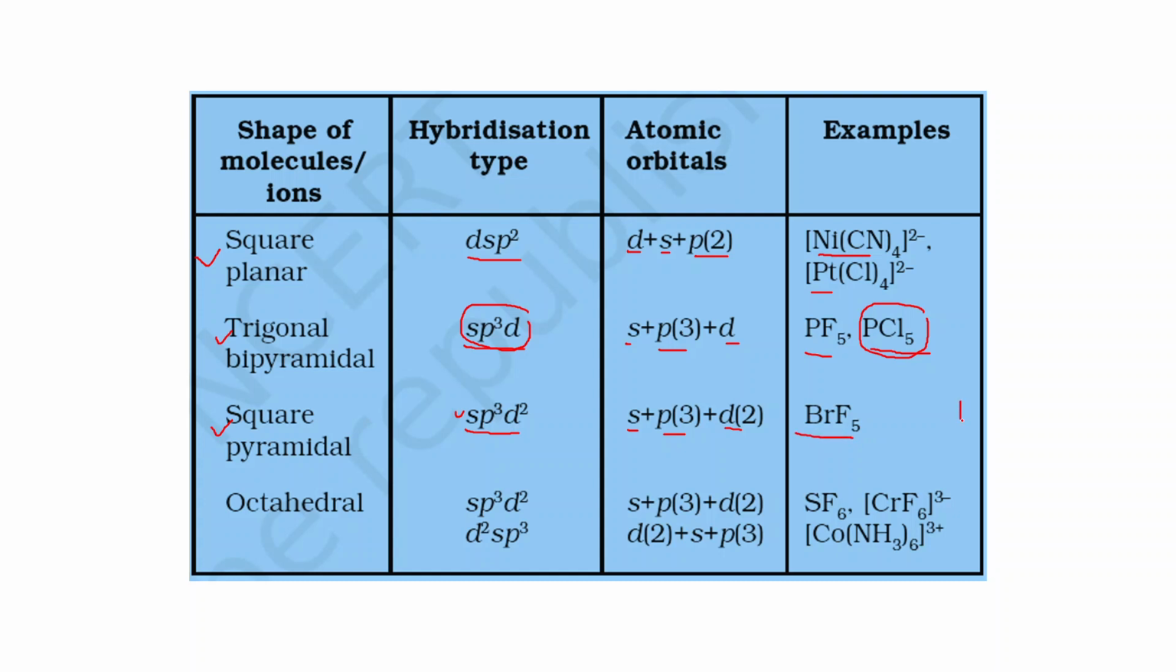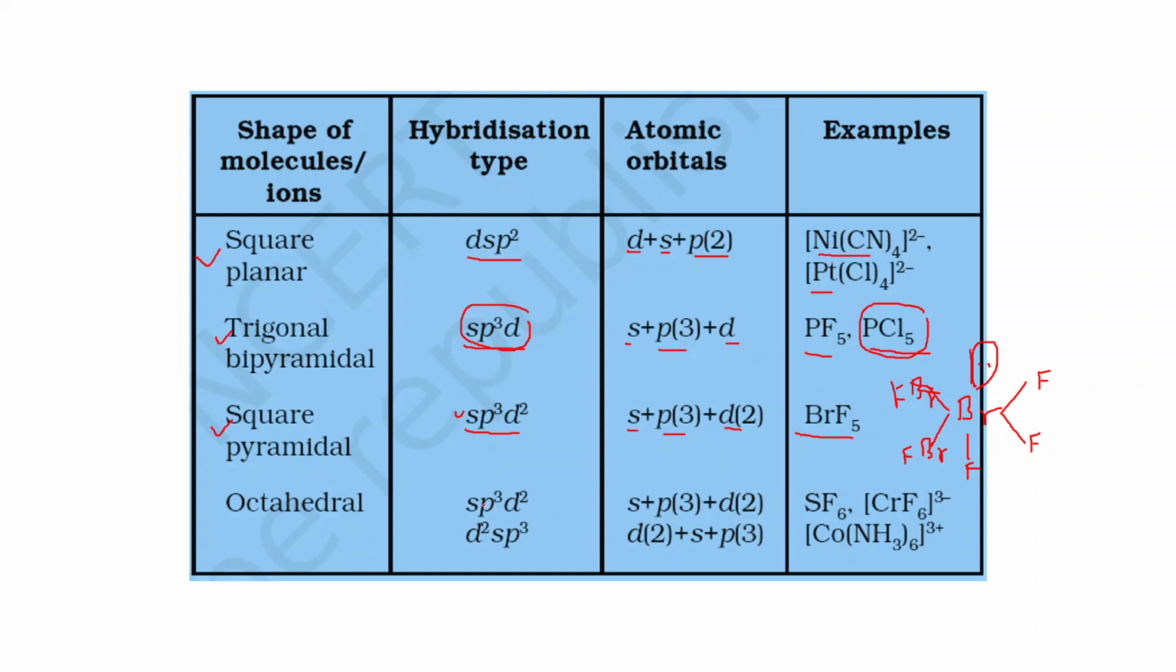Now you can see in this case these 6 sp3d2 hybrid orbitals are present in an octahedral manner. But one of these hybrid orbitals contains one lone pair of electrons, and the remaining hybrid orbitals overlap with the p orbital of F and form this type of geometry. This is called square pyramidal geometry.